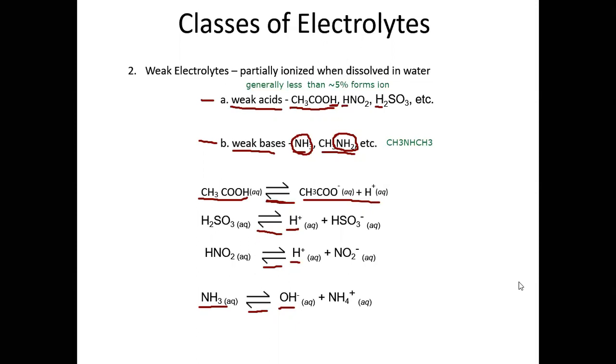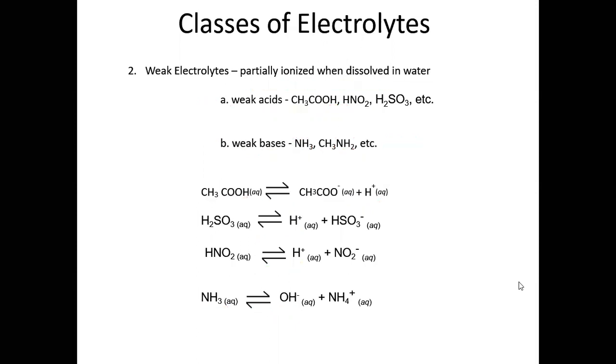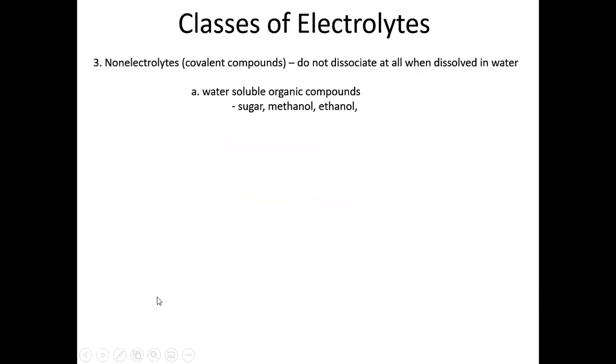And the last group of electrolytes are non-electrolytes, and these are just straight up covalent compounds. When you put these in solution, they don't dissolve in water, so they don't form any ions. And so we're looking at things with lots of carbon and hydrogen atoms on them. So things like sugar, methanol, ethanol.